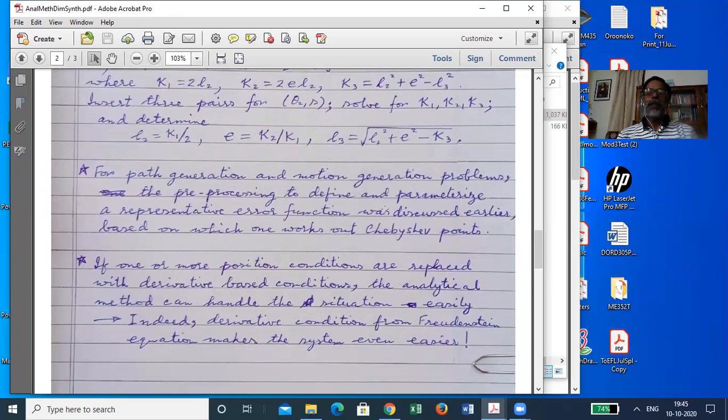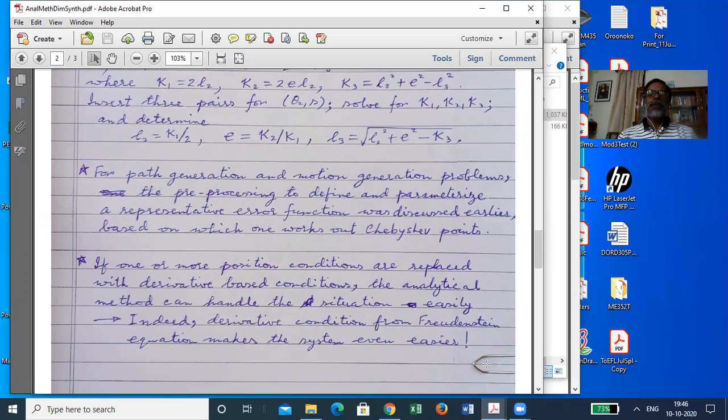So in analytical methods, you can handle this kind of derivative conditions also. Okay, and derivative conditions will become even easier because k3 will go immediately. You start differentiating.